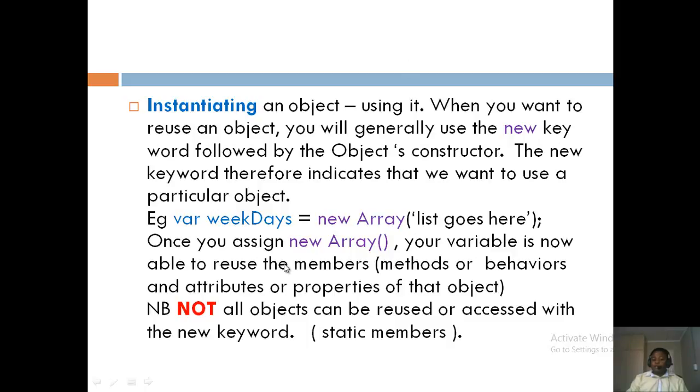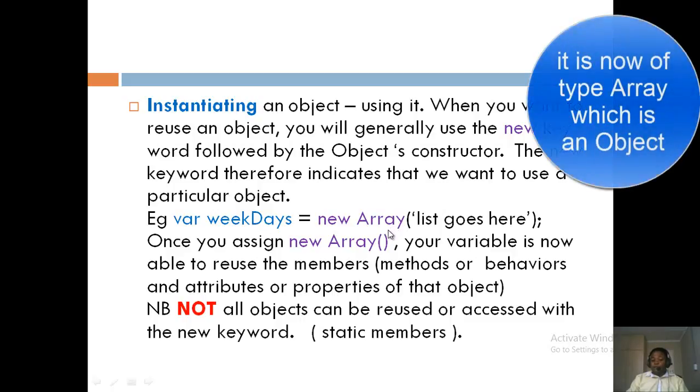So once we assign new array, the variable that is pointing to this object, for example here the variable is var weekdays, is now able to reuse the members. Members refer to the methods, and of course we spoke about methods being the behaviors and the attributes of the object. So now our variable here is able to access these members of this particular object.